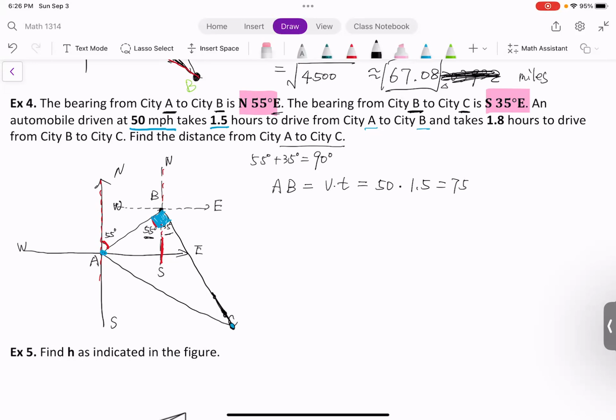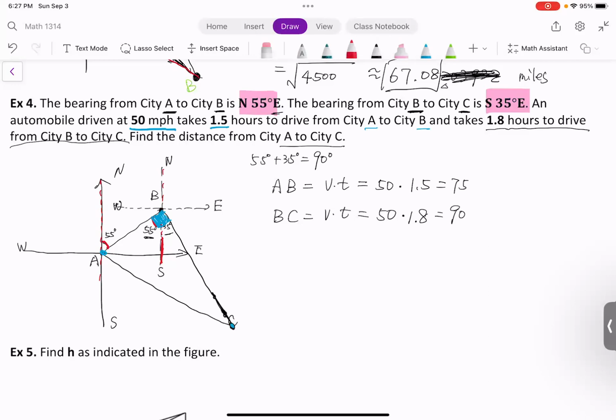And how about the distance from B to C? Let's continue to read. It takes 1.8 hours to drive from B to C. What is the velocity, or the speed? For B to C, I need to have V and T. Right now, I know T is 1.8. How about V? This is the same car, that means they have the same speed, V. So I know the distance by V times T. This is 90 miles.